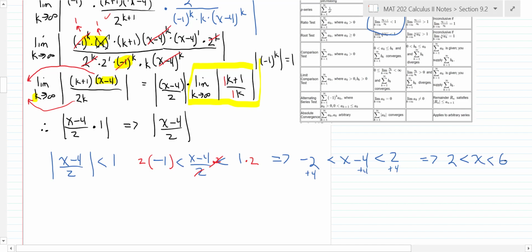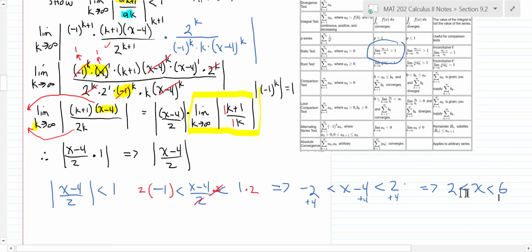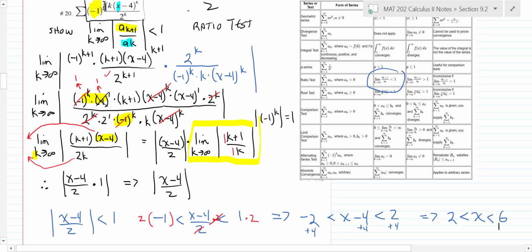Now, we're not quite done with it, but what we're concluding is if x is between 2 and 6 in that original series, then that's going to converge. When you're outside of 2 and 6, like if you're bigger than 6 or smaller than 2, that series is going to diverge. We're not done, but does that make sense, at least what we're trying to accomplish? Okay, so we're not done.